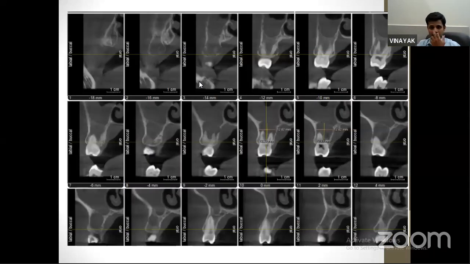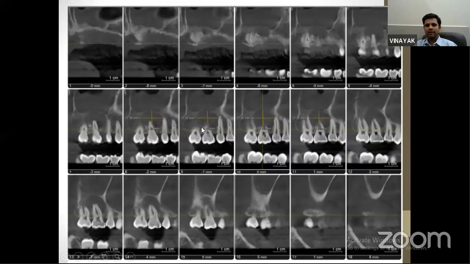Similarly in 1/6, you see this big radiolucency with lifting of the floor of the sinus. This is nothing but a radicular cyst associated with 1/6. You can see the floor of the sinus is raised. Now, if you see the shape, it is raised towards the sinus. So that means the pathology is of odontogenic origin and it has lifted the floor above.